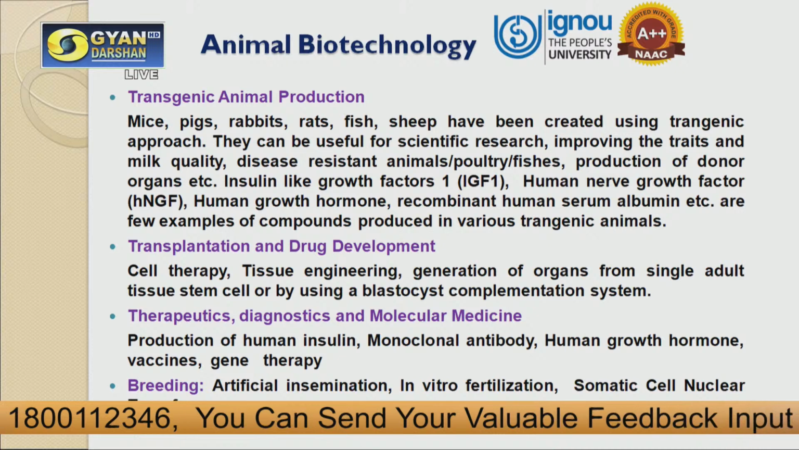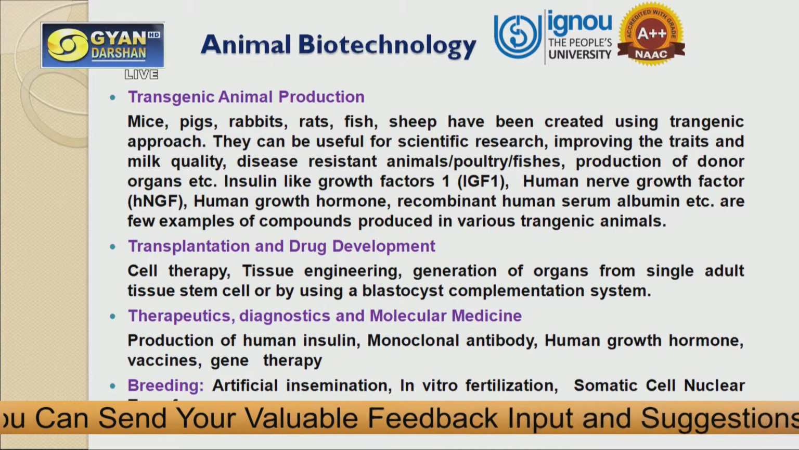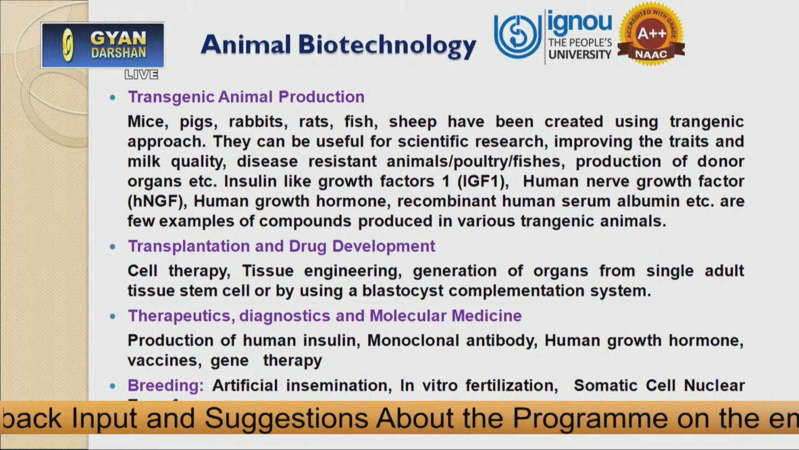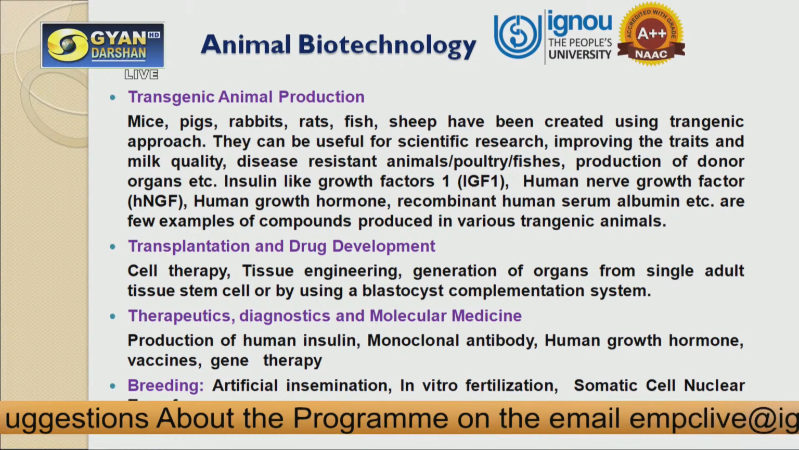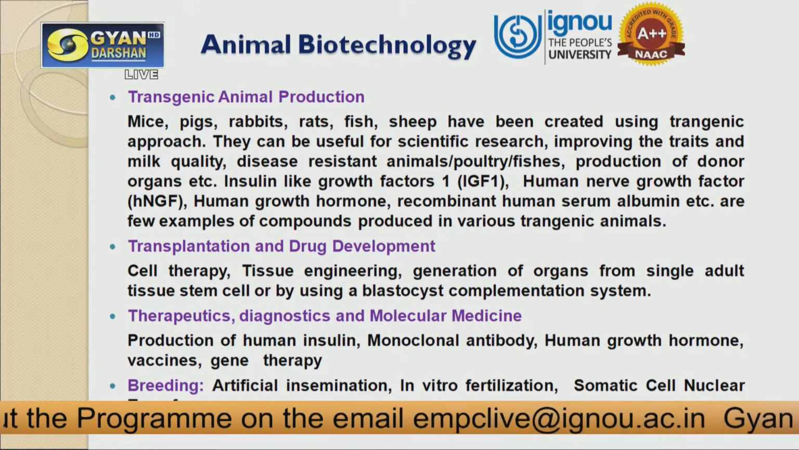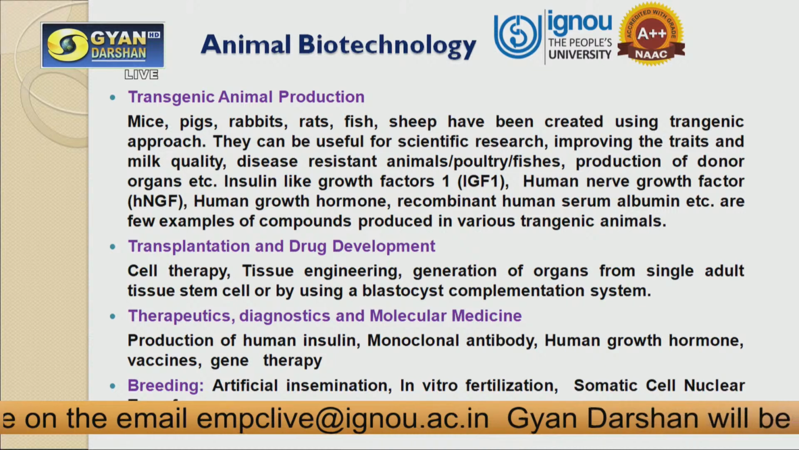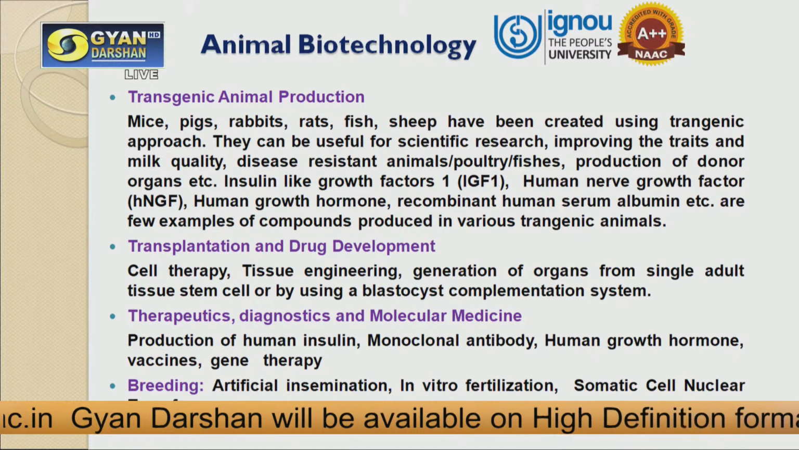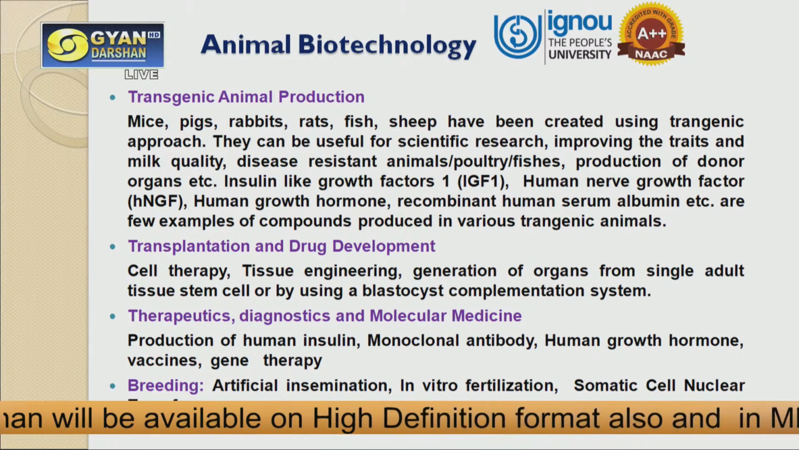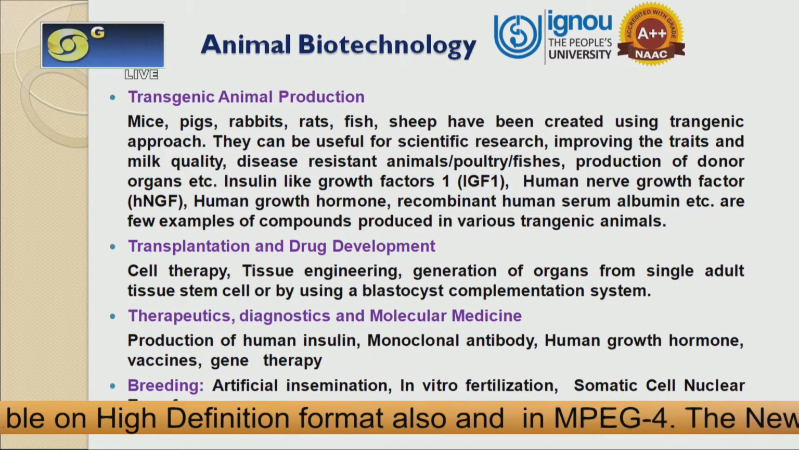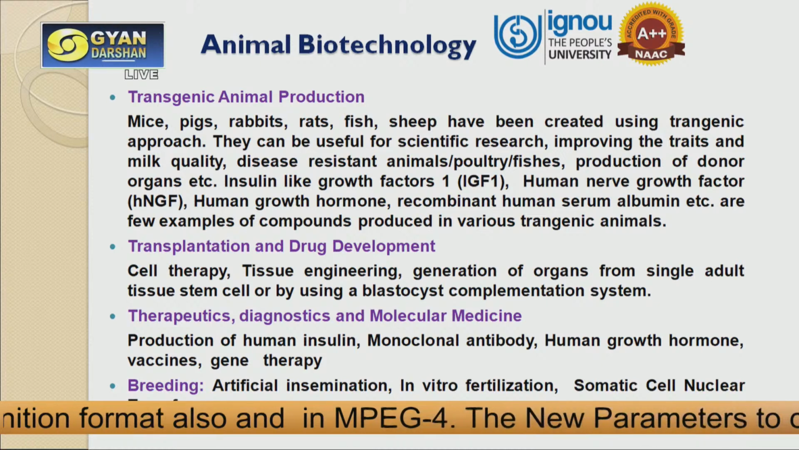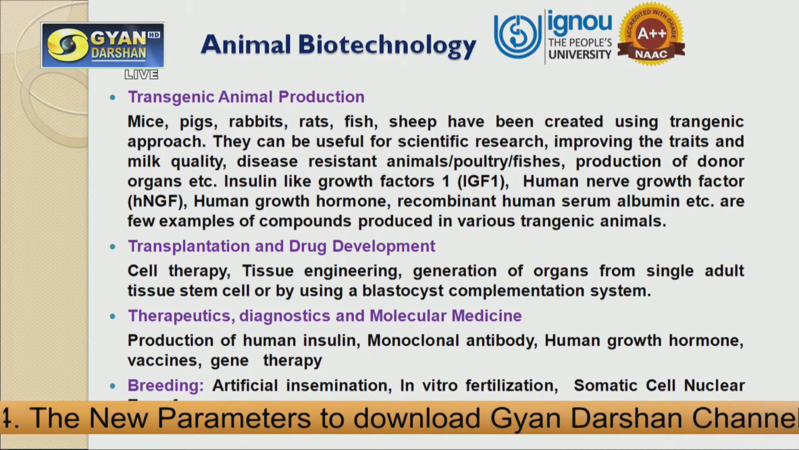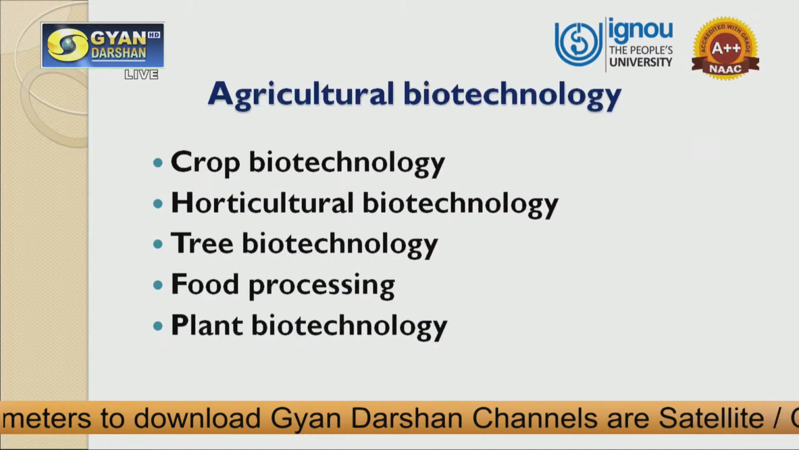The others are breeding. As we know, artificial insemination and in vitro fertilization are also today's need when we have to artificially multiply some animals, or even in humans. IVF is widely used for ruling out any problems of infertility. Somatic cell nuclear transfer is another technique that is widely used in animal biotechnology.